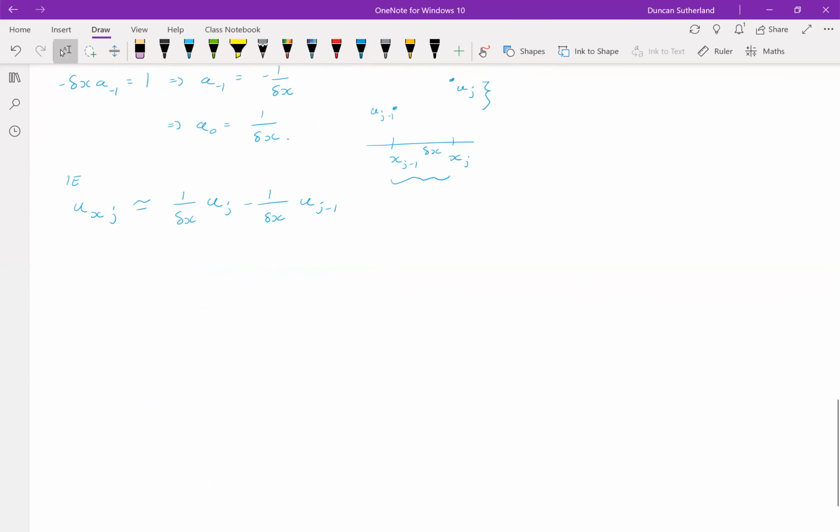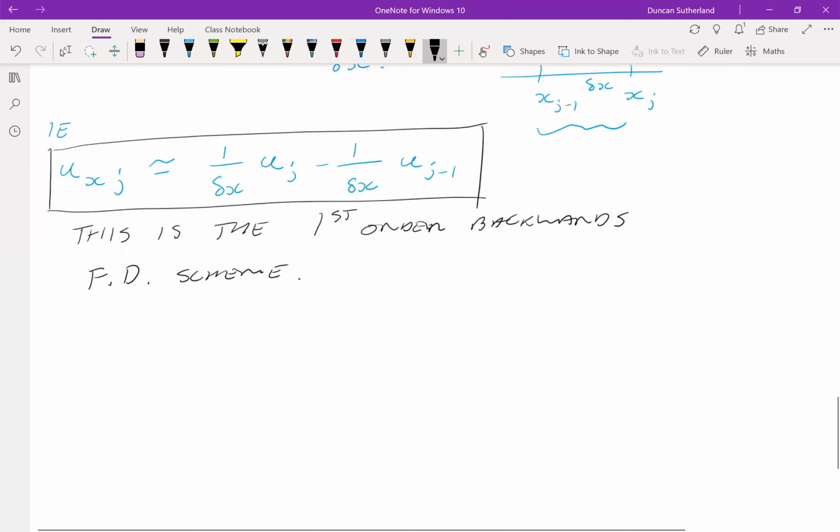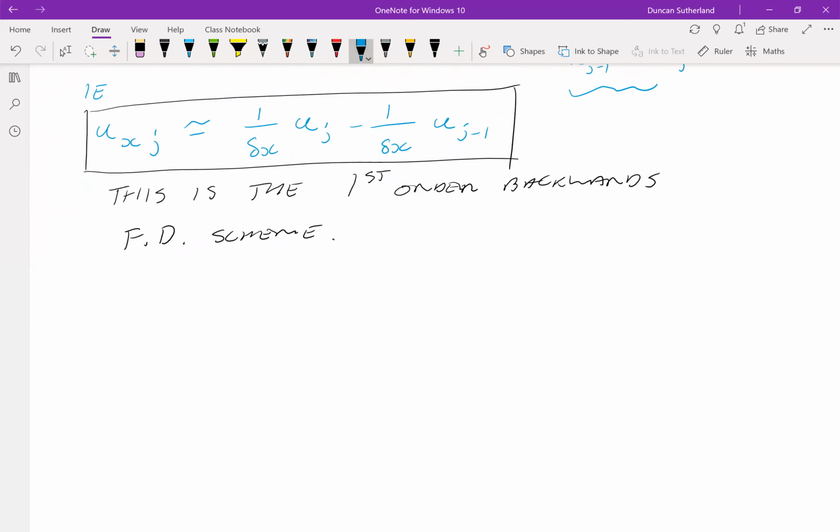This thing in our box, I'll just note this is the first order backwards finite difference scheme. And if you go and look up the coefficients on Wikipedia, you'll be told that they're 1 and minus 1, and Wikipedia will tell you how to take care of the dx's as well, right? So this will agree with what you read on Wikipedia.